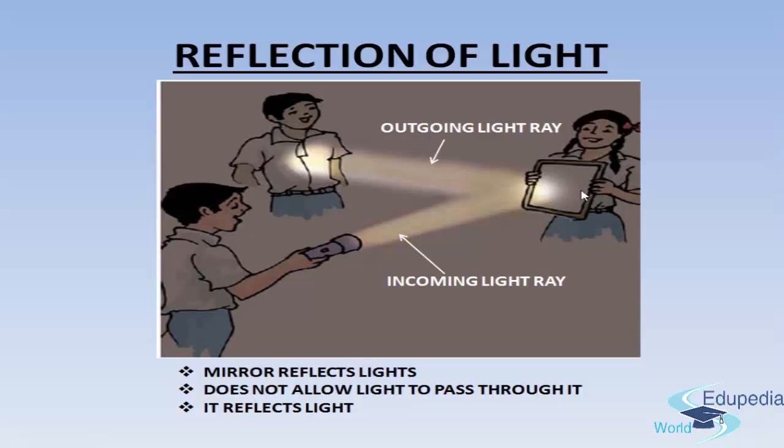Now, what happens in the case of a mirror? A mirror reflects light, and that's why we are able to see ourselves, or the other person who is standing next to us in front of a mirror. That means mirrors must also be reflecting light. The other point regarding mirrors is that mirrors do not allow any light to pass through them. Because mirrors do not allow the light to pass on to the other side, they reflect all the light, and that's why we are able to see ourselves in the mirror. That means they reflect light.